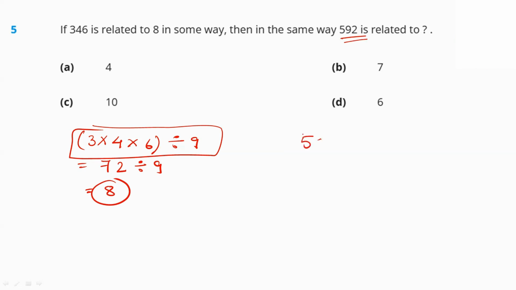So 5 multiplied by 9 multiplied by 2, divided by 9. Okay, so if we do this, we will get the multiplication answer as 90 divided by 9, which is 10, is our answer.